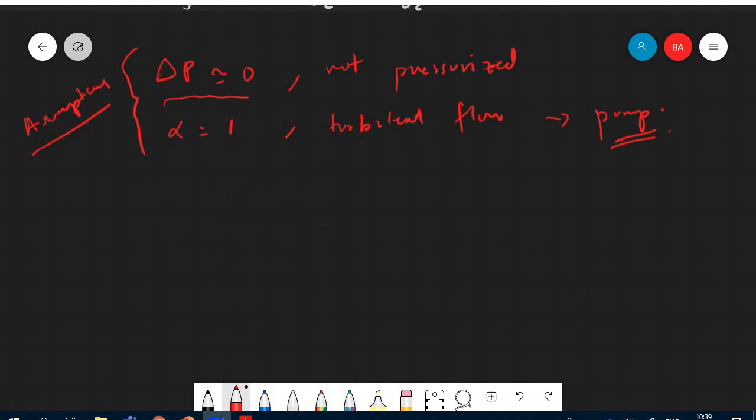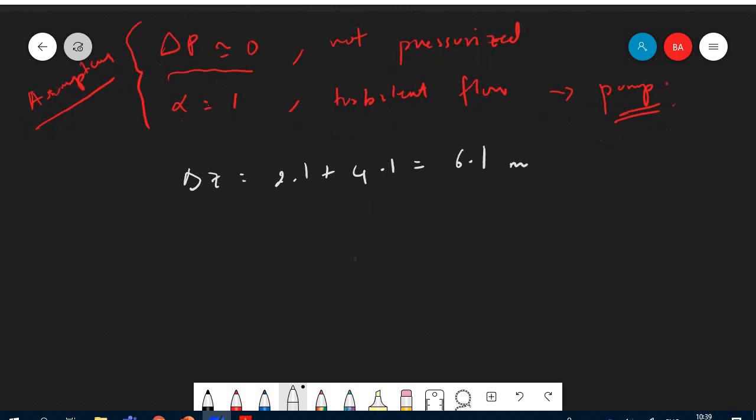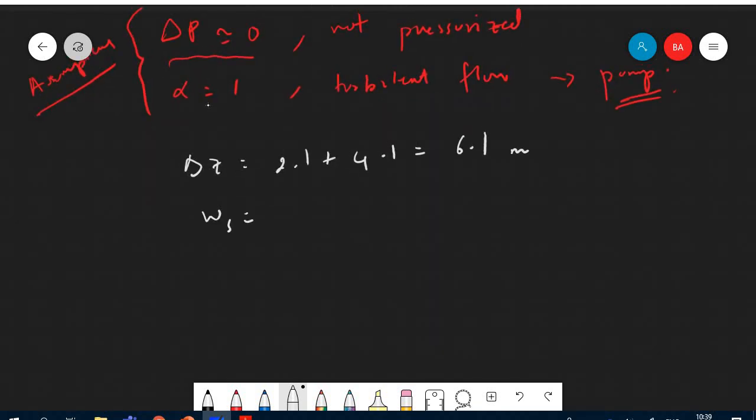I'm going to start writing with the white. So delta z is equal to 2.1 plus 4.1, which is equal to 6.1 meters. What else do we have? We have the W, which is 2 kilowatts. And if you multiply this by 50%, you're going to get 1 kilowatt. And if you want to change that into joules, this would be 1000 joules, okay? 1000 joules.